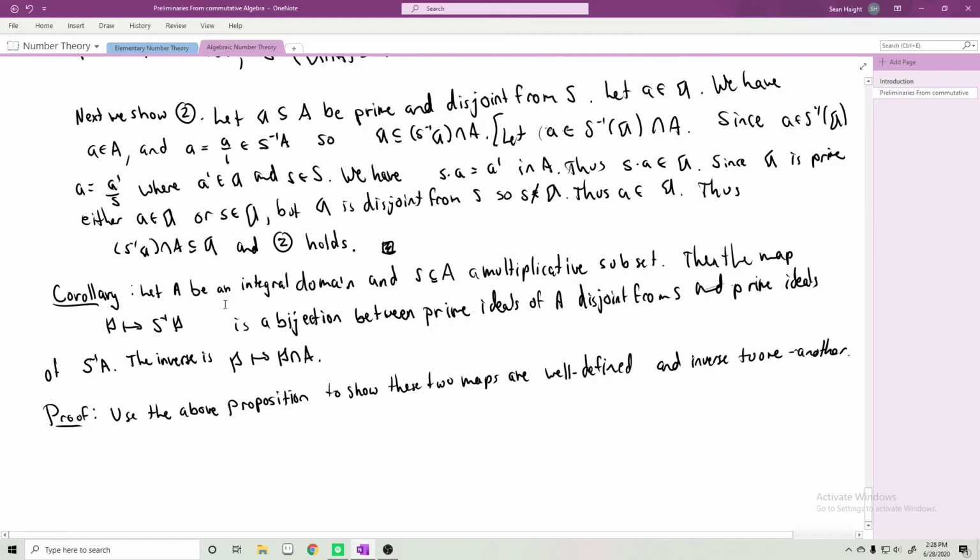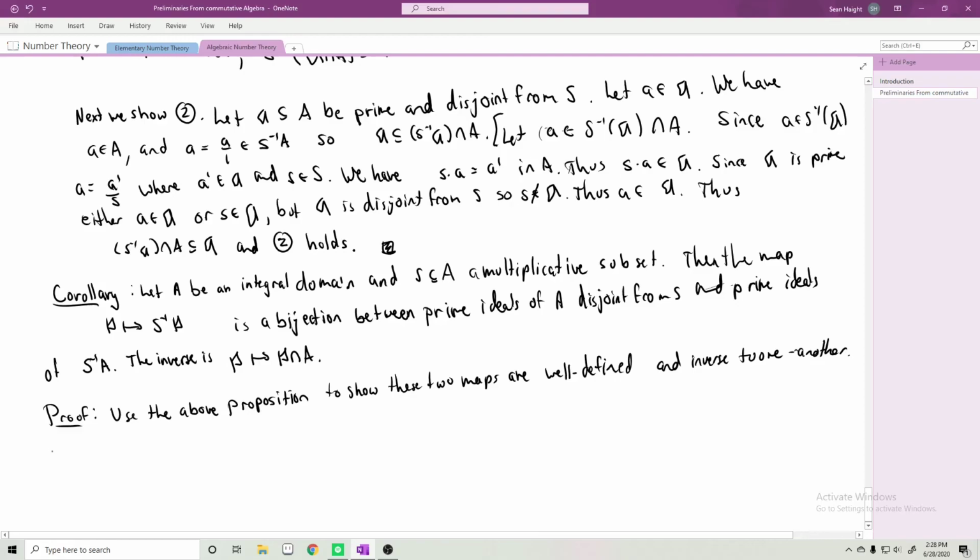So another way to think about this is you should think of this as some analog of, some people call it the fourth isomorphism theorem, which tells you about ideals in a quotient ring. So prime ideals in a quotient ring are exactly prime ideals in the larger ring containing the ideal you're quotienting out by. And here the condition, instead of containing the ideal you're quotienting out by, is being disjoint from your multiplicative set.